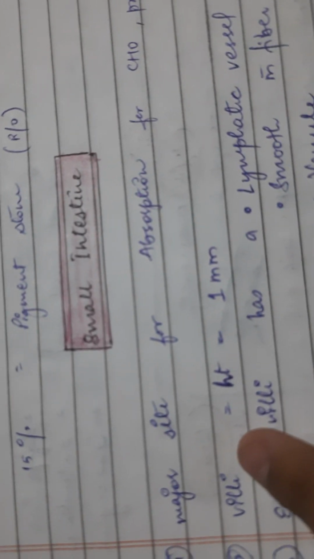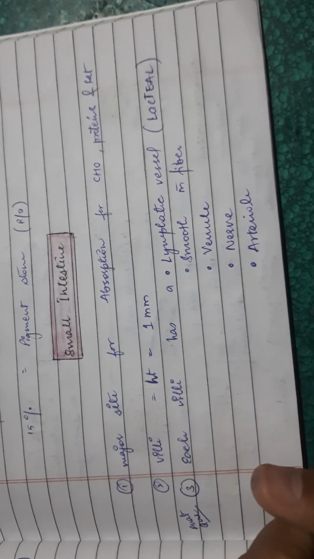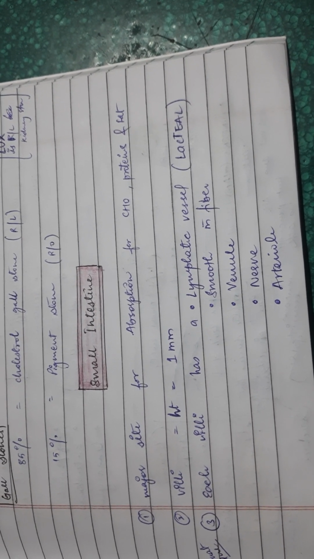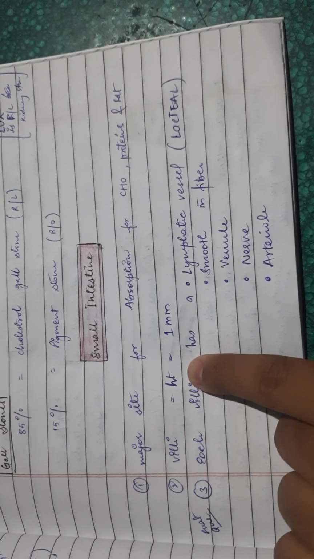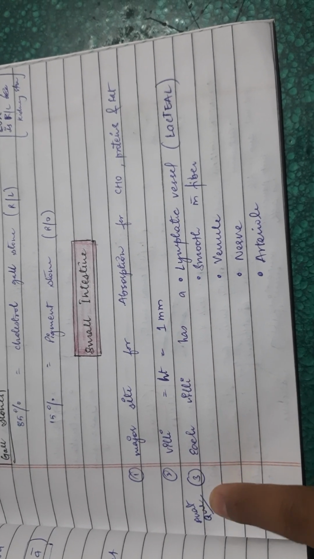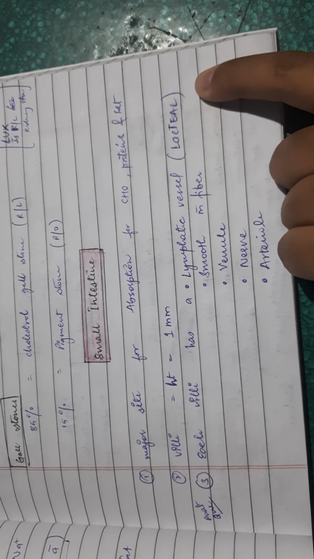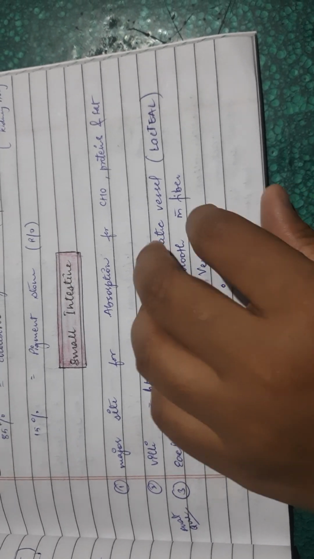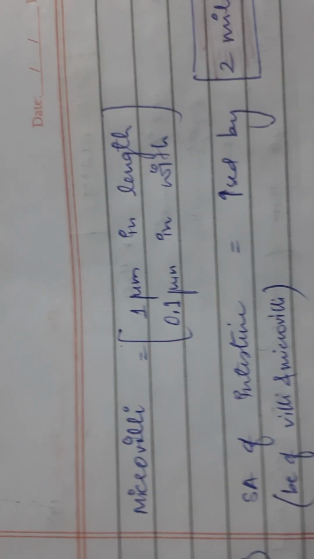Then small intestine: the major site for absorption of carbohydrates, proteins and fats, meaning the major site for digestion. Mainly villi, the height of a villus is 1 millimeter. Each villus has a lymphatic vessel called a lacteal, smooth muscle fiber, venule, arteriole and nerve.